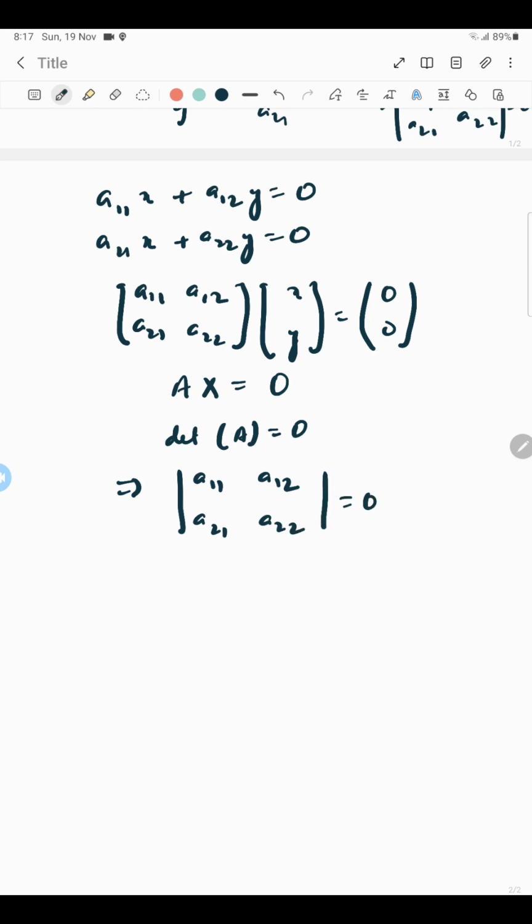So this can be done for 3 variables also. 3 variables, 3 equations, or 4 variables, 4 equations. That's the next 2 articles in the book. We are following SL Loney's coordinate geometry.